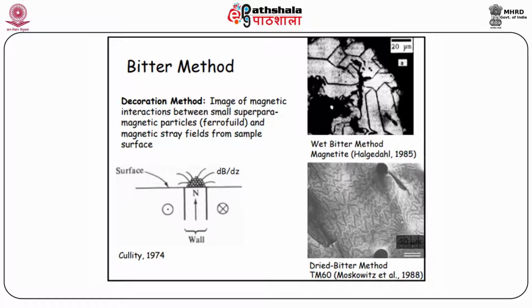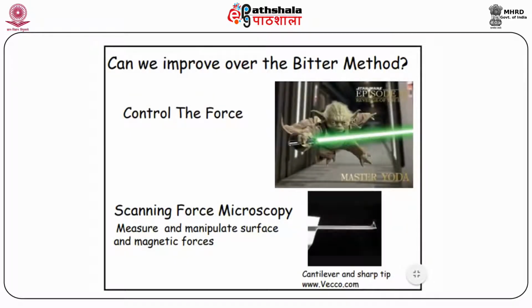This has been indicated in the diagram, and the wet Bitter method picture that one gets of magnetite has also been shown here. The dried Bitter method image has also been shown in the figure. Can we improve over this Bitter method, about which we had talked in the last slide? Yes, we can, with the help of controlling the force principle.